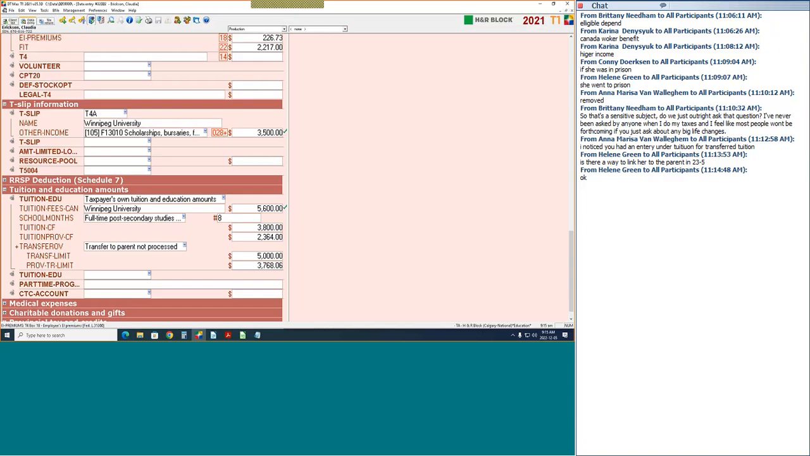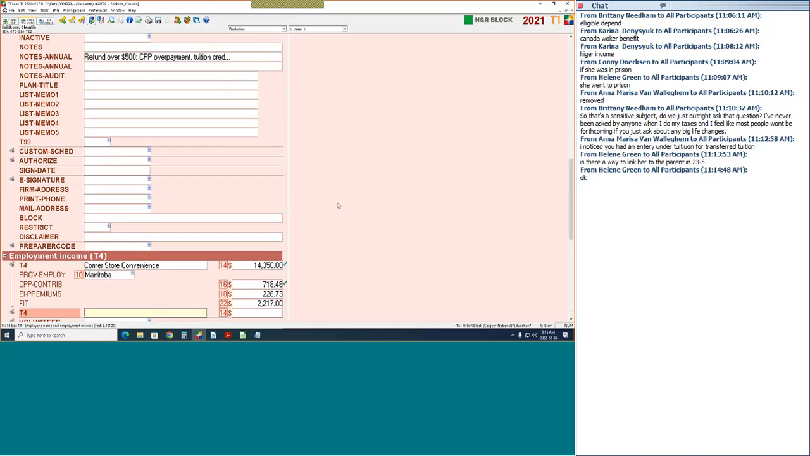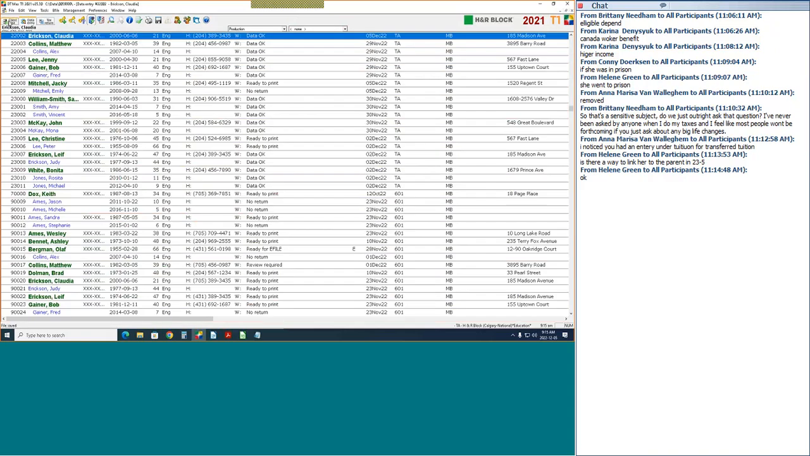All right, I'm going to take this amount out and put it back to the 5,000 because this is what it should be. And I'll talk about why I changed it when we get to the practice problem. Good. Any other questions about Canada Workers Benefit, about inputting additional information?